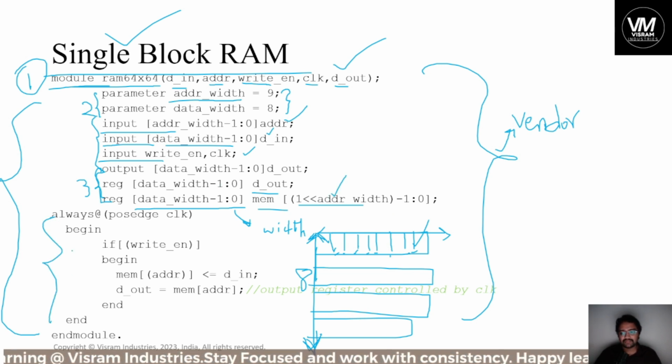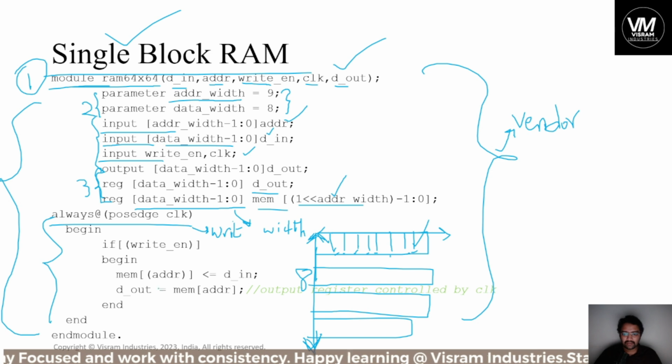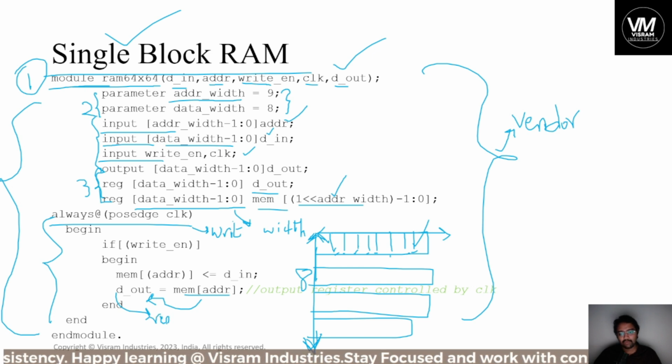Then you will begin the process with always at the rate of posedge. What are we doing here in the always block? We are writing. And also we are getting the data output into the D out from the memory address location. So we are also reading it. Whatever data you get from a memory, it is the read process. Whatever data you write onto the registers, it is the write process. So from the data input, you are writing into the memory address, and from the memory address you are writing into the D out, that is the read process.